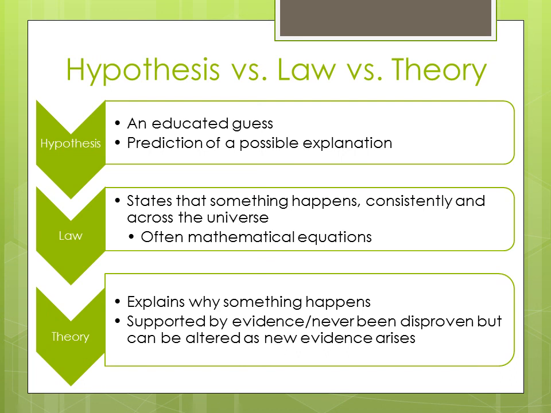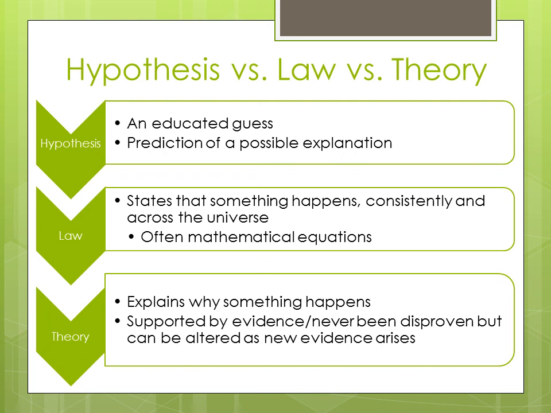A law is a very strong statement that happens across the universe. It's saying this always happens. It states that something happens. It consistently happens everywhere you go in the universe or on Earth. This is going to happen. When you drop something, it will fall to the center of the Earth. And sometimes mathematical equations are involved in this.